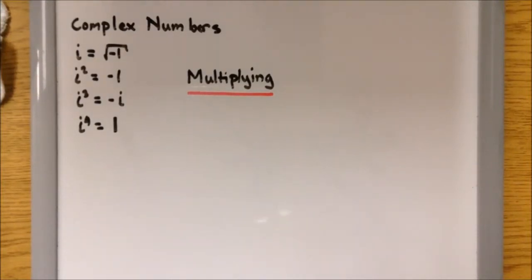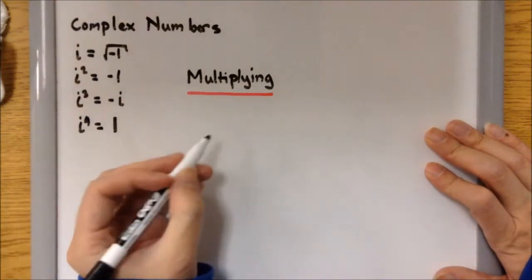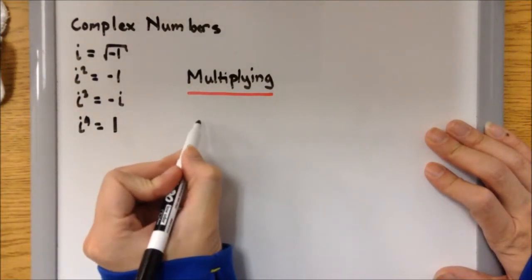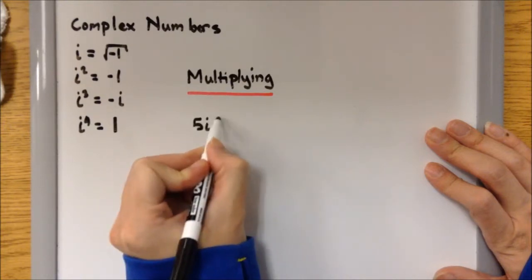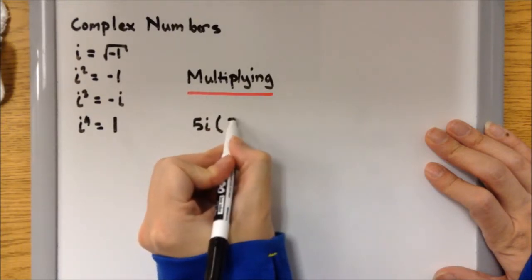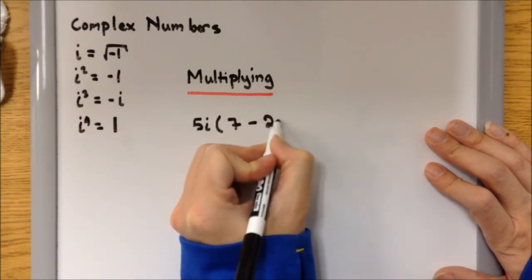So this next section we're going to cover multiplying with complex numbers, multiplying with imaginary numbers. It's the same concept as when you're multiplying with variables, working with the laws of exponents. So let's work on the first example. Say you have 5i times 7 minus 2i.